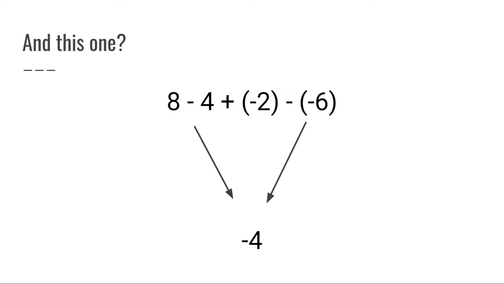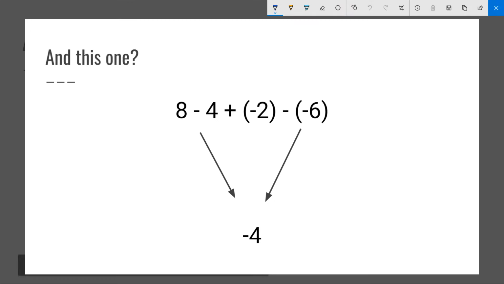And this one, the expression was 8, take away 4, plus a -2, minus a -6. The first mistake is not paying attention to this minus sign right here. People just saw, oh, -2 and -6 somehow makes -8, I think, is what they saw. Because if they did that, they have 8 minus 4 minus 8.